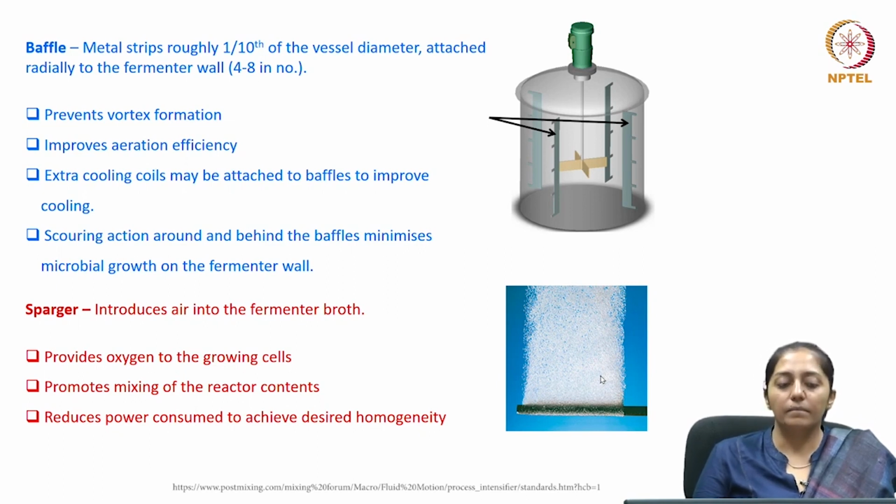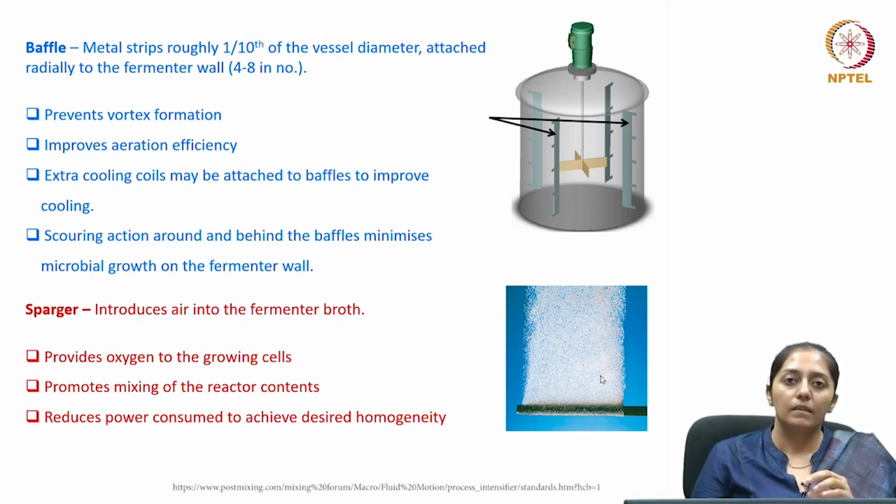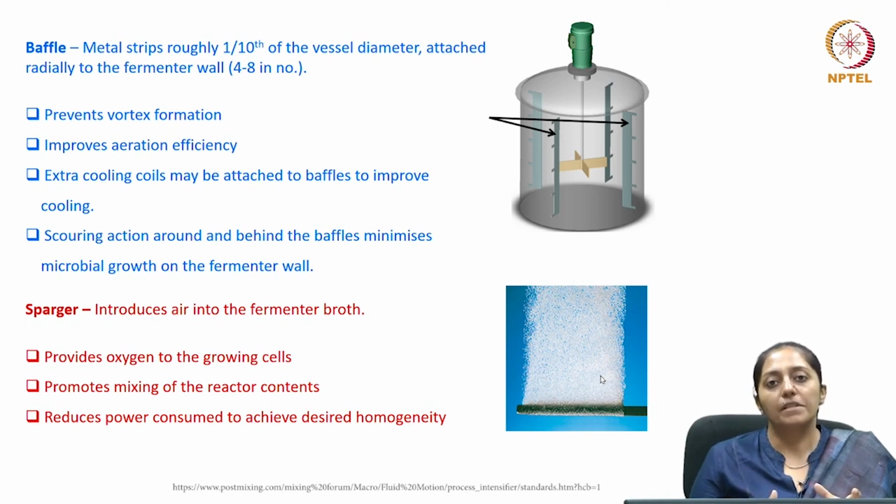Baffles, as I said earlier, are nothing but metal strips, stainless steel strips, roughly 1/10 of the vessel diameter, attached radially to the fermenter walls. The function is the prevention of the vortex. Because if a vortex forms, then it will lead to the appearance of dead zones at the corners of the reactors. So, to avoid the dead zones which can hamper uniform mixing and a uniform environment inside the reactor, baffles are placed. Then it also facilitates improved aeration efficiency.